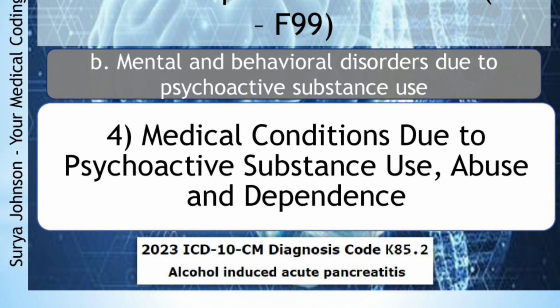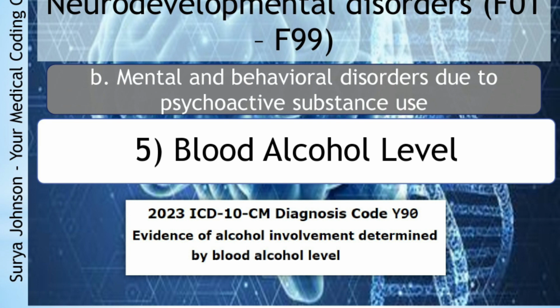So, the fifth point here is blood alcohol level. You will choose Y90 for evidence of alcohol involvement determined by blood alcohol level test. To choose this code Y90, it is not necessary that the doctor documents it, because there is a guideline. This fifth chapter is actually straightforward. You can get the diagnosis directly from the book, but you should look into the footnotes: what is explained there, excludes notes, includes notes and any other notes. You should take care of those things, and it is very easy to code.